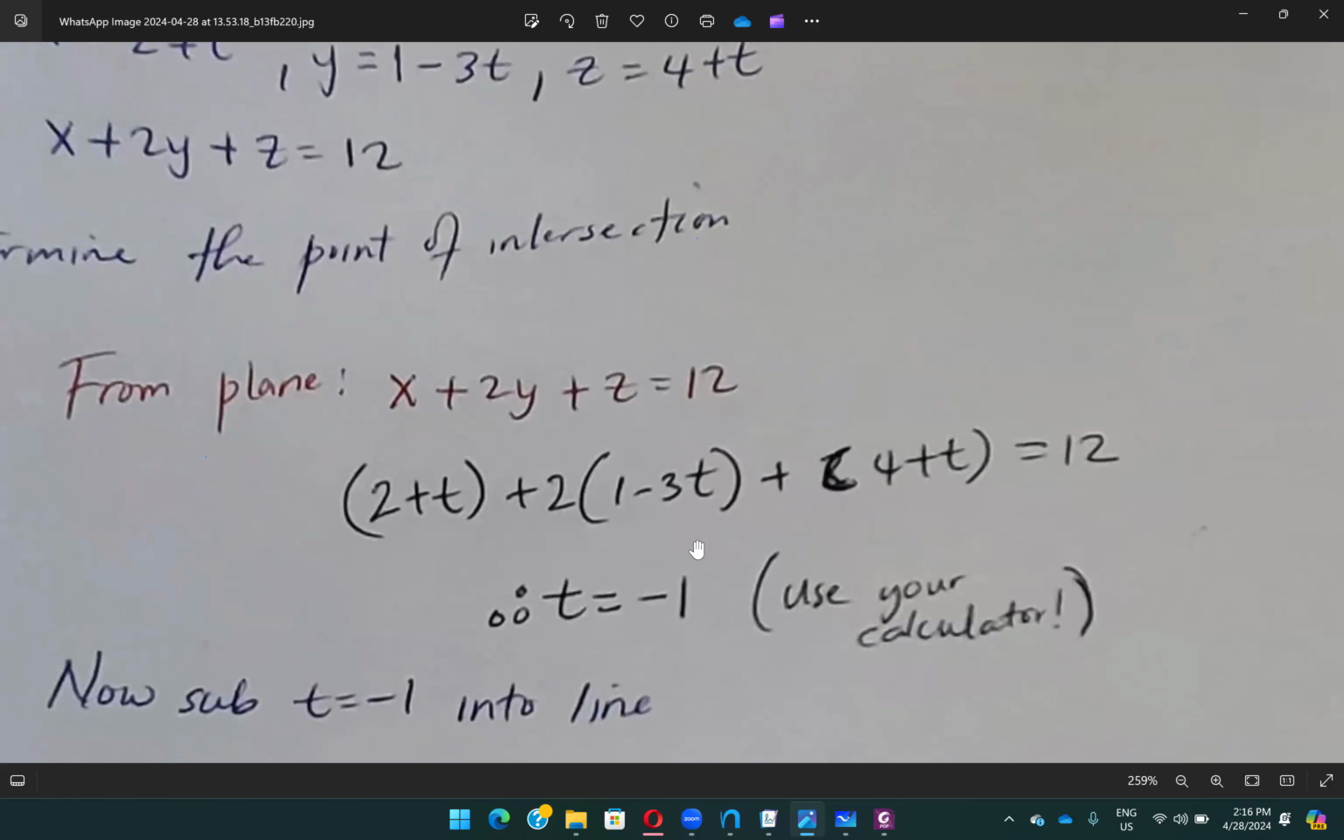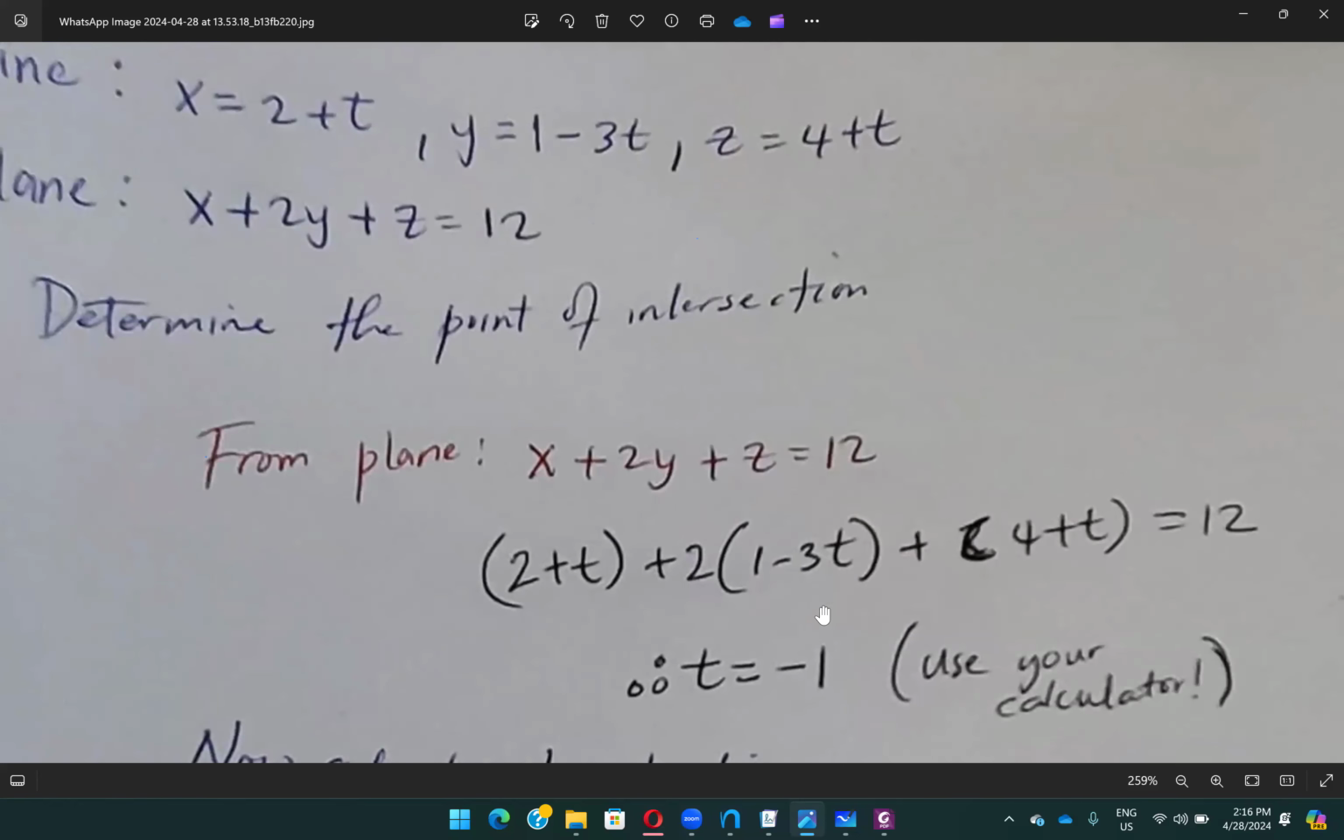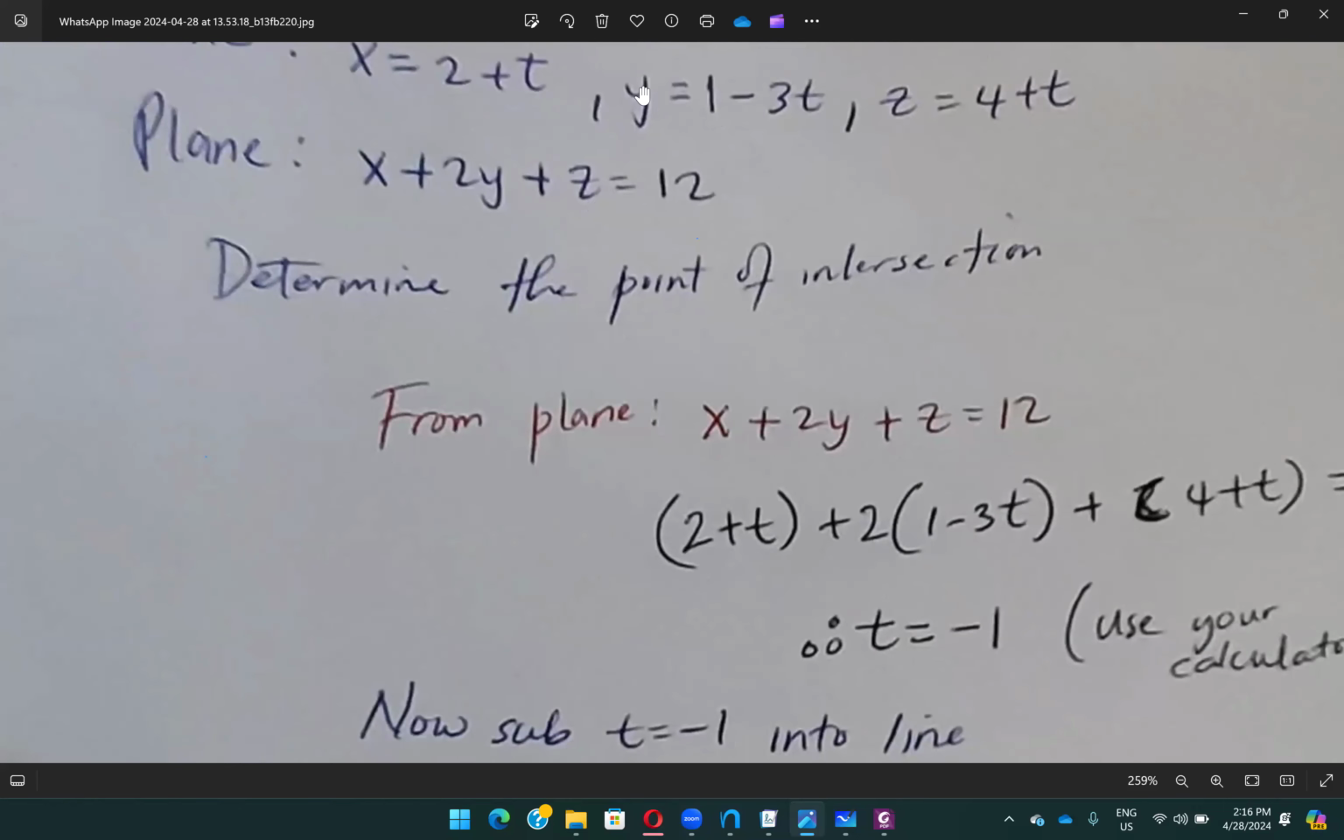You plug this into your calculator to find out what t is. We find t is -1. Now it's a point of intersection. Remember, a point has x, y, and z. So even though we have t, we need x, y, and z instead.